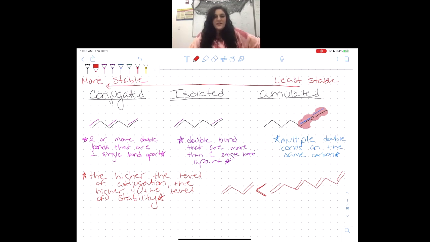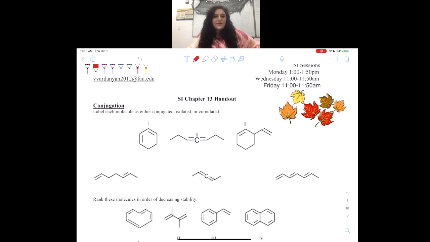Ta-da! So that is our intro to conjugation. Now that we have that information all squared away, we can actually move on to the handout and do some examples. So in the first example right here, between 1, 2, and 3, we have to figure out what's conjugated, what's isolated, and what is cumulated.